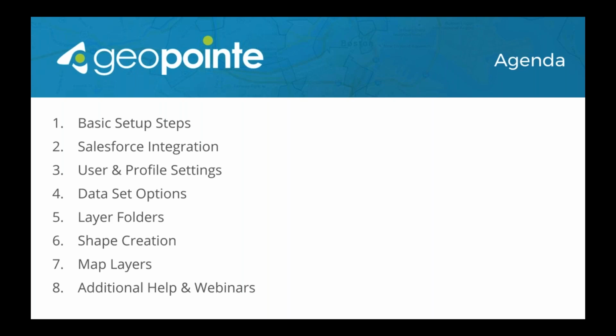After that, we'll dig into actually working on stuff that you would be setting up on the map page. We're going to be talking about some of your data set options, folders, and a few other types of layers and shapes. And we're just going to get through as much of that as we can today.